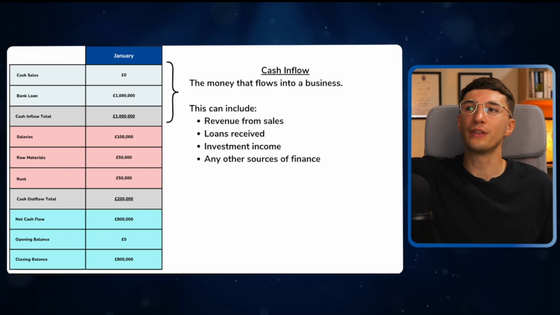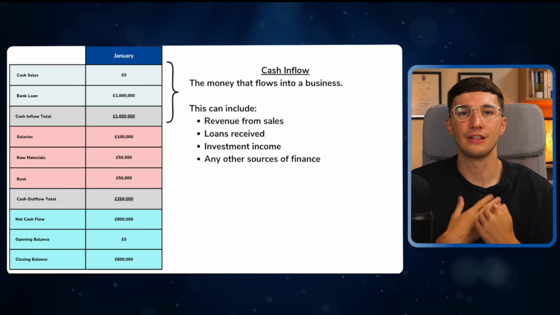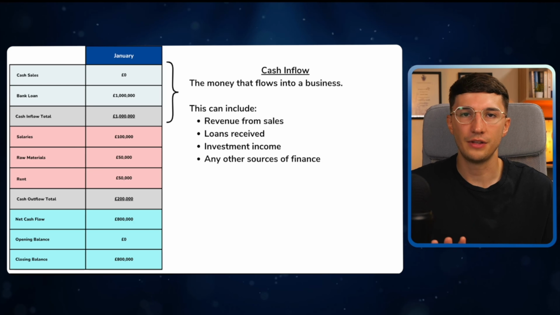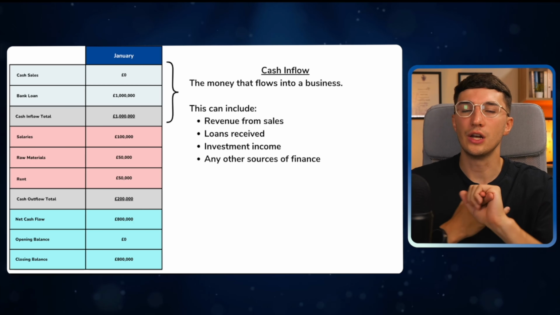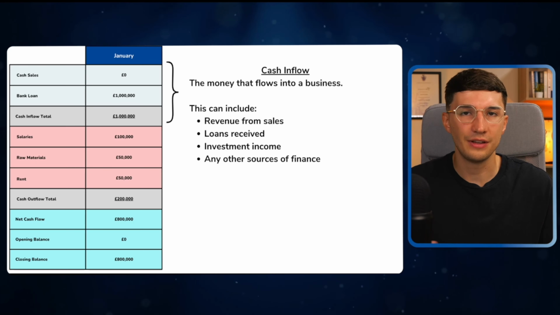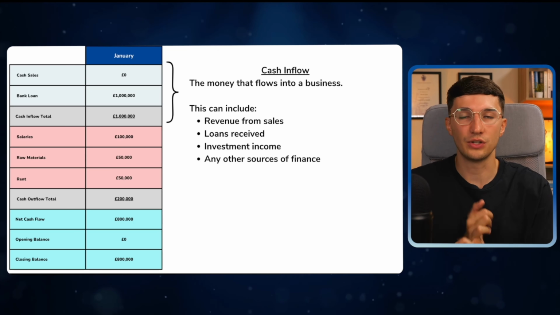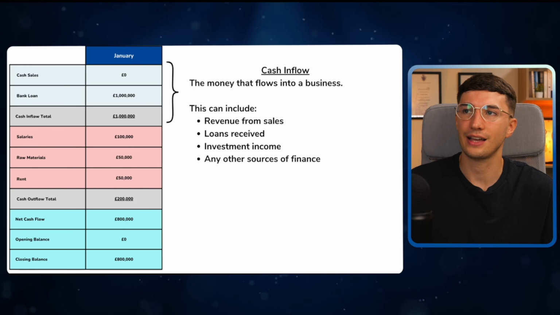First of all, we've got all the cash inflow. Cash inflow is the money once again coming into the business. This can be done in a variety of different ways. We could look at revenue from the sales that we've made. We can look at loans that we've received. We can look at investment income, and we can look at any other different source of finance, so for example, with share capital. So any cash entering the business, that will be classed as our cash inflow.